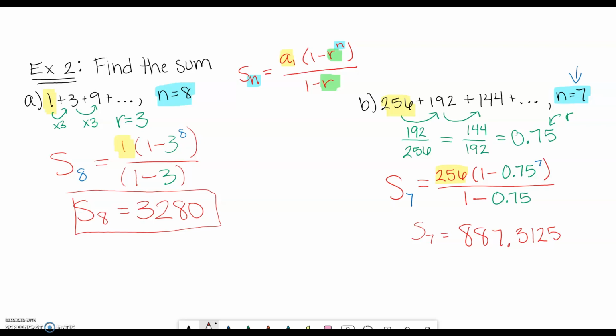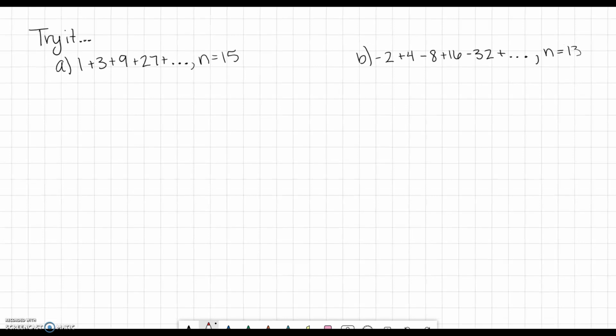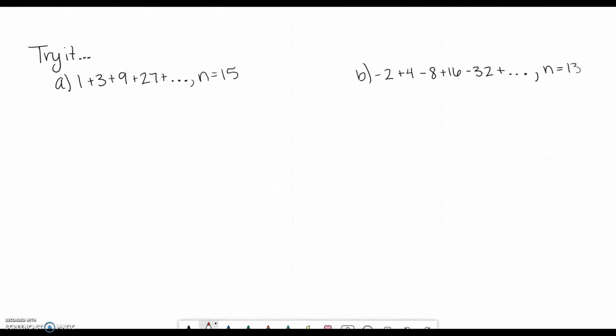Okay, so now I'm going to go ahead and give you some try-it problems. Make sure to pause the video and try the try-it problems on your own first. Okay, so here are the try-it problems. Quick reminder that you are using this formula here. Sum of the number of terms equals the first term times 1 minus the ratio raised to the nth, all divided by 1 minus the common ratio. So go ahead and take a minute, pause the video, try these, and then check your answers.